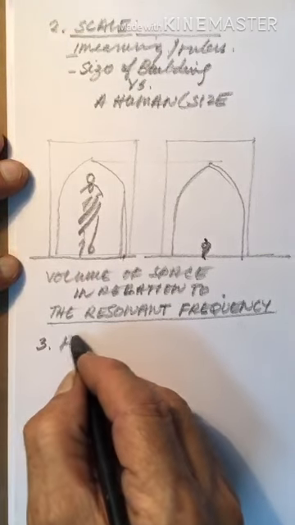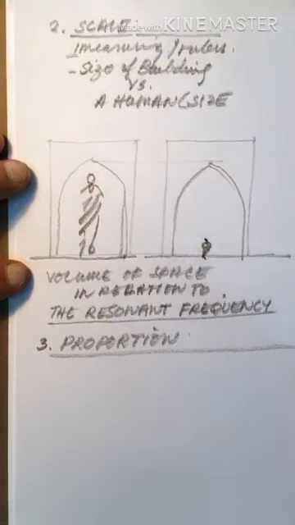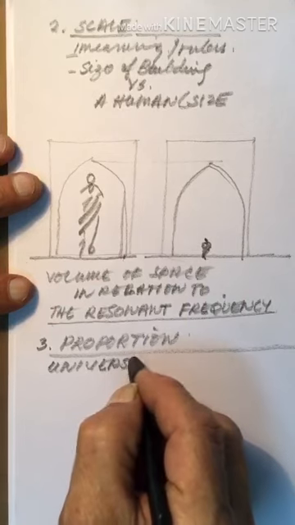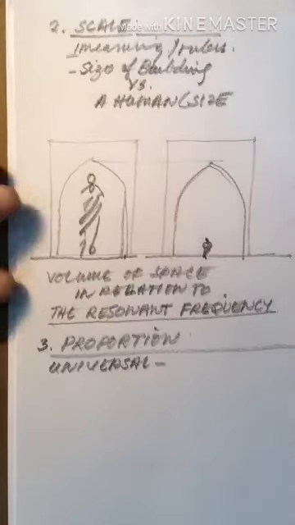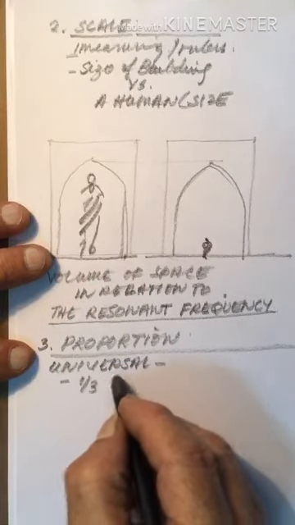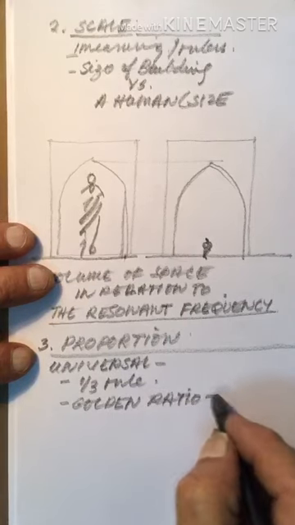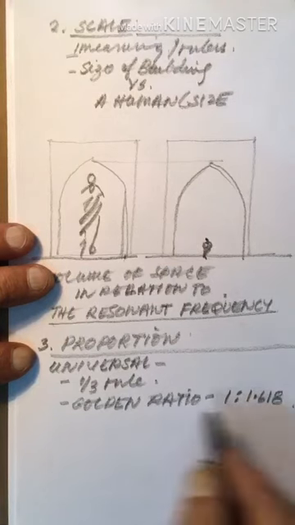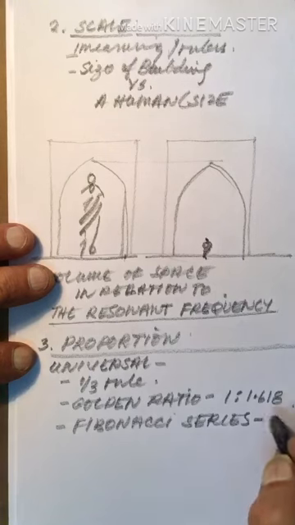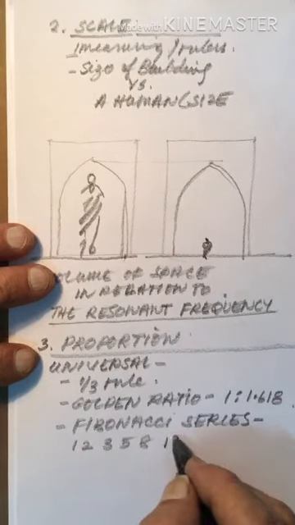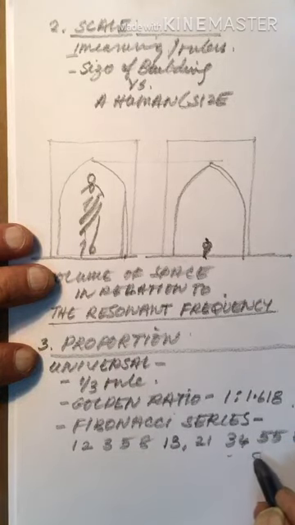The third is proportion, the most important of all. Proportions are universal in nature. Like I talked about the 1/3 rule over here, if you remember, dividing the page into 1/3. So, in terms of proportion, you have the 1/3 rule, then you have the golden ratio, which is 1:1.618. Then you have the Fibonacci series, okay, wherein the numbers are 1, 2, 3, 5, 8, 13, 21, 34, 55, 89, and so on and so forth.